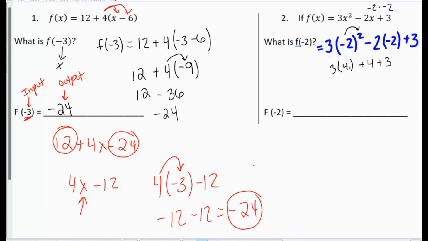3 times 4 is 12. 12 plus 4 plus 3. And then from here, you just add them all together. 12 plus 4 is 16, 17, 18, 19. So f of negative 2 is going to give us 19.